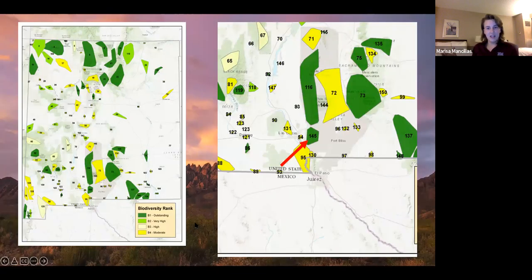And just to say it in another way about how special the Oregon Mountains are, these maps show biodiversity hotspots in New Mexico, and this little arrow is pointing to the Oregon Mountains. It ranks as outstanding, the highest biodiversity ranking in the state. So it's really important to study these things and how these plants might be affected there.